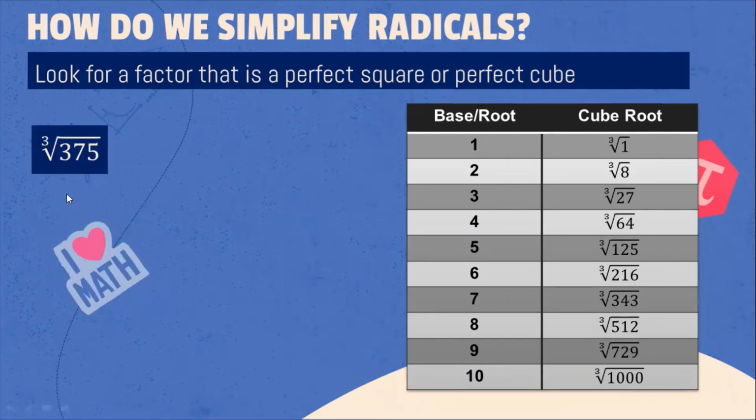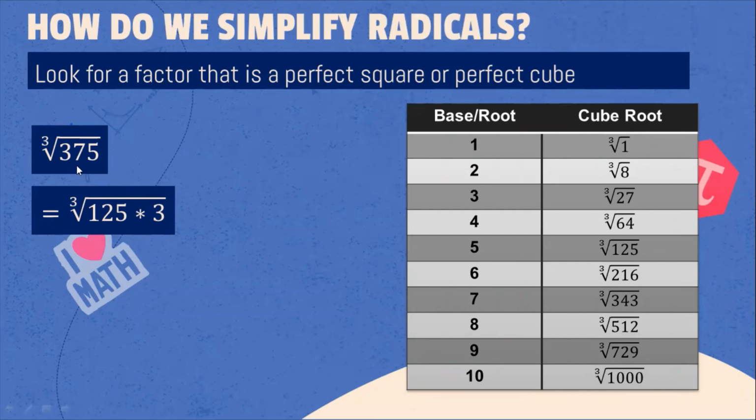Another example. What is the cube root of 375? Let's look for a factor that is a perfect cube. One of the factors of 375 is 125, a perfect cube, times 3. So 125 multiplied by 3 is 375. And 125 is a perfect cube, so we can take its cube root. The cube root of 125 is 5, so the answer is 5 cube root of 3.